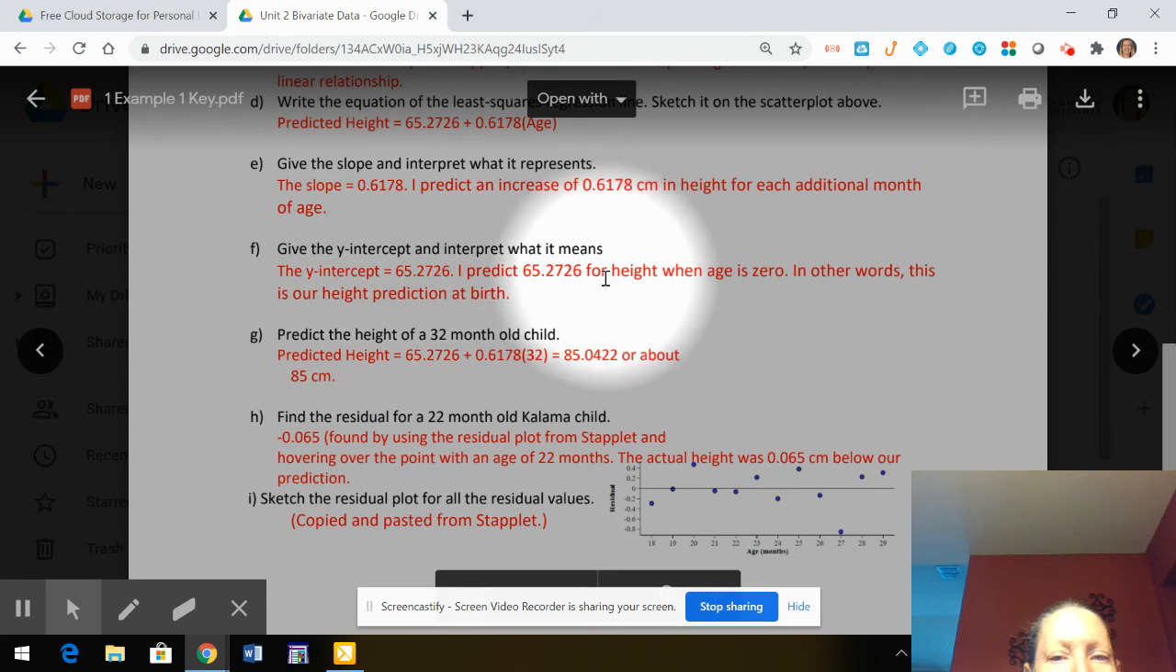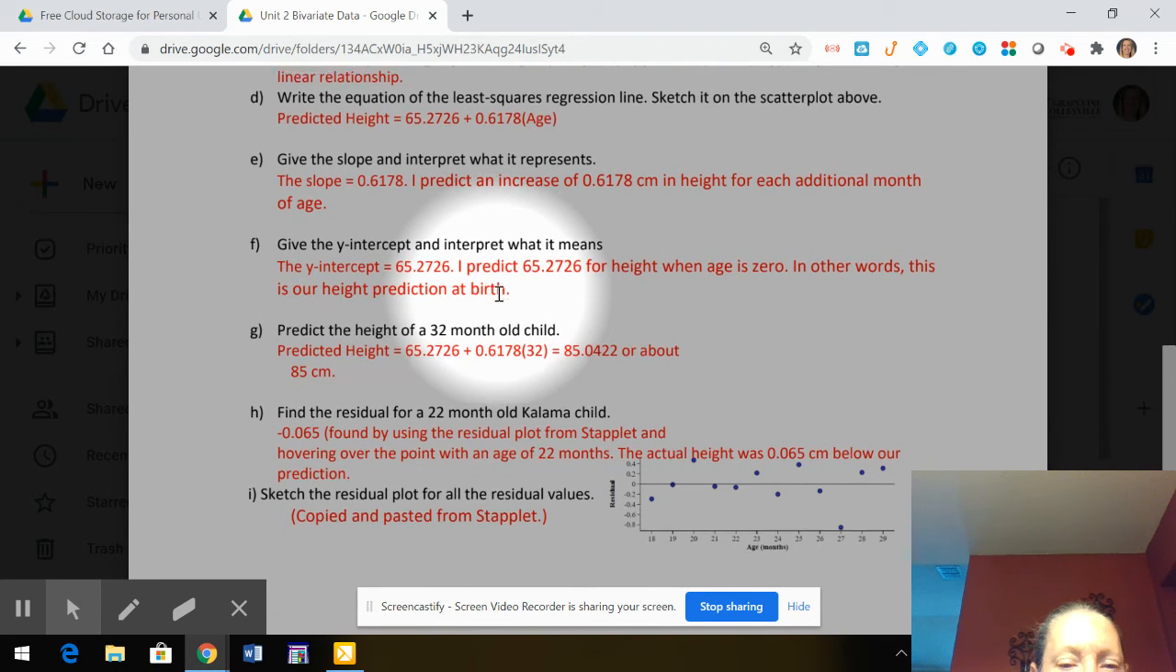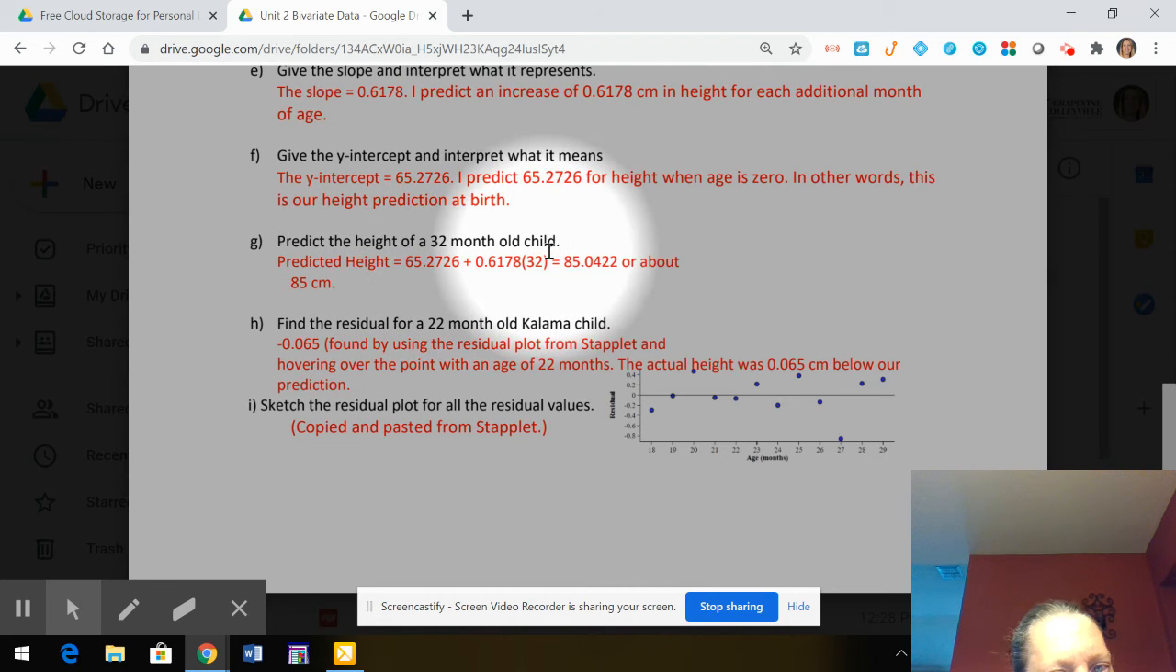My y-intercept would be the height that I predict at birth, when x is 0. When you want to make a prediction, you have to take this 32 for age and put it in the regression equation, and you've got to run this through the calculator to get a prediction, okay? So at 32 months old, our model predicts a height of about 85 centimeters.